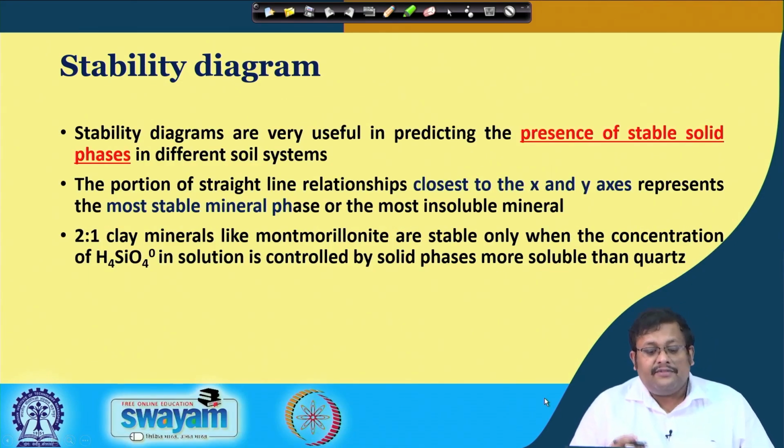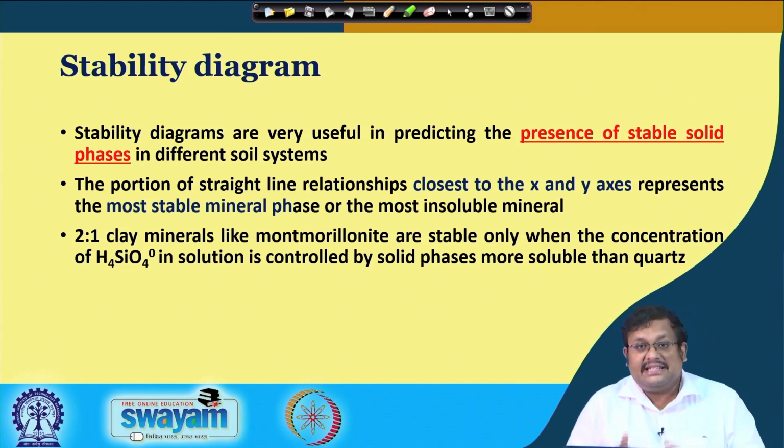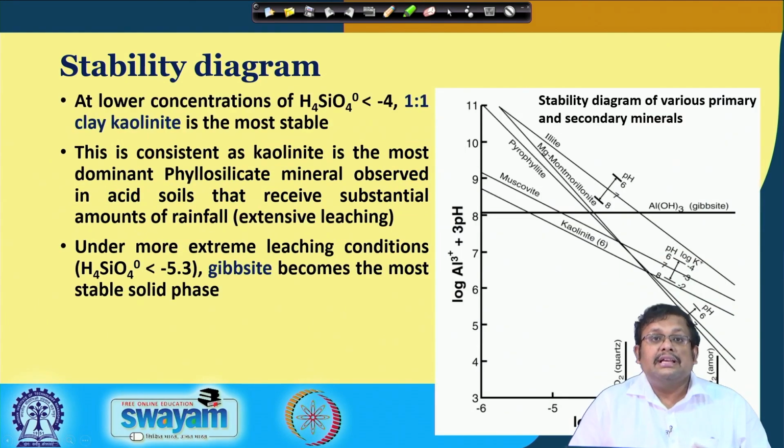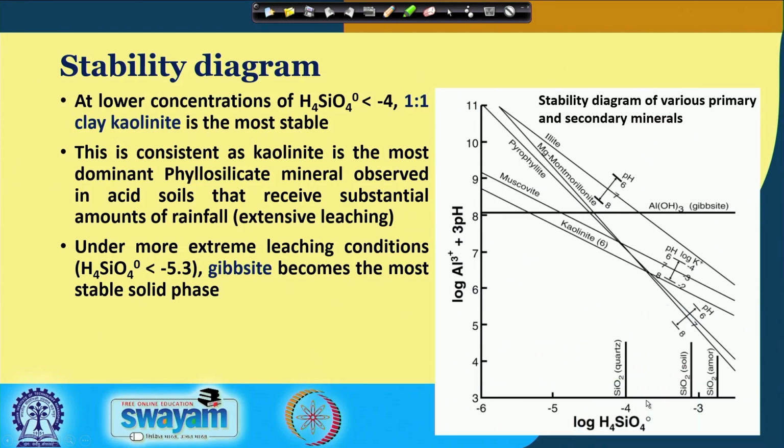However, the stability diagrams are very useful for predicting the other stable solid phases. For example, 2:1 minerals like montmorillonite are stable only when the concentration of silicic acid in solution is controlled by solid phases more soluble than quartz. And you can see here that as the pH decreases, from 11 to 9, and as log of aluminum plus 3 pH decreases, we go from illite to montmorillonite to ultimately kaolinite.